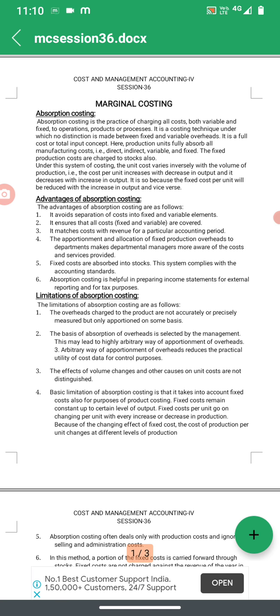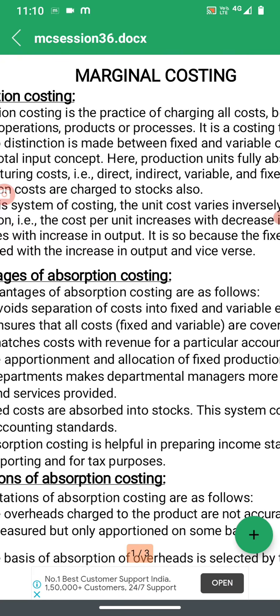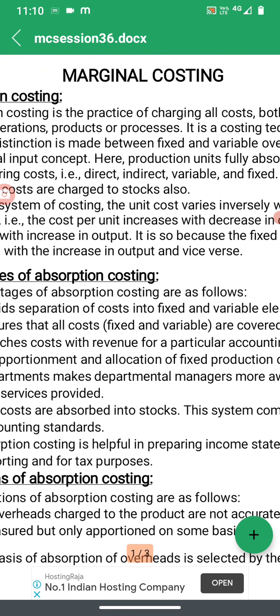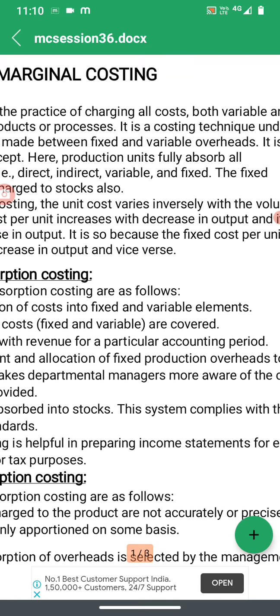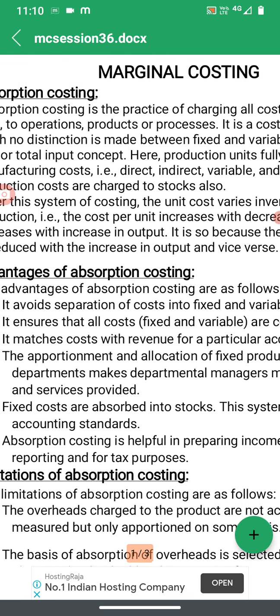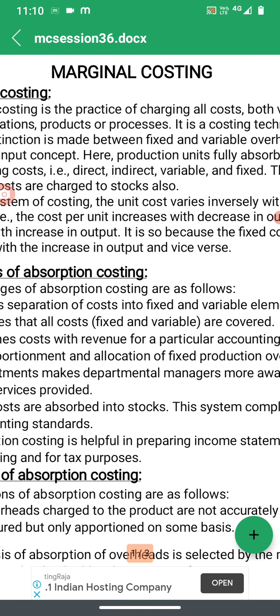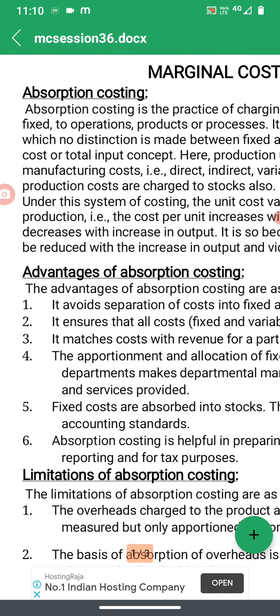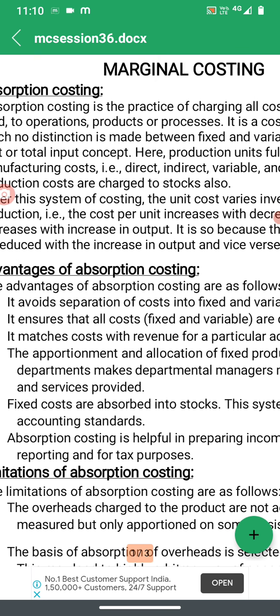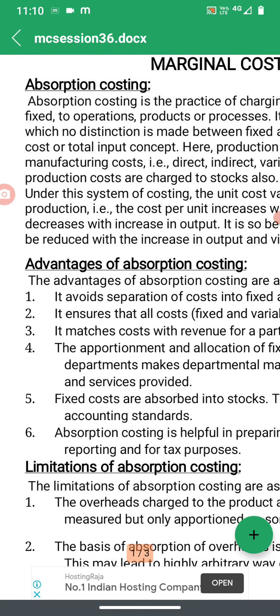Let us look at one more aspect compared to our marginal costing, and that is absorption costing. Absorption costing is a practice of charging all cost, both variable as well as fixed, to operations, products or processes. Remember, there is one more type of costing which we have studied, that is marginal costing, which distinguishes between fixed and variable cost and takes only variable or marginal cost into account for all the products, processes and all the decision making.